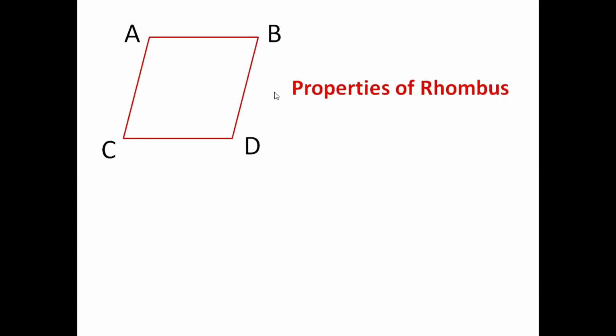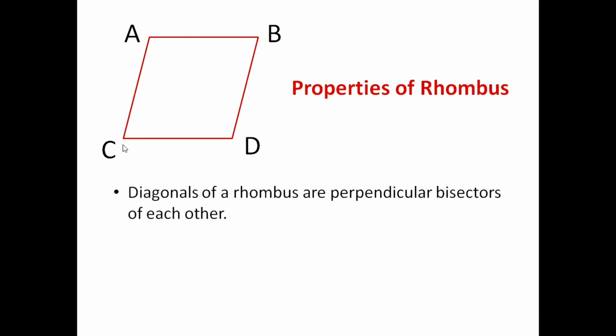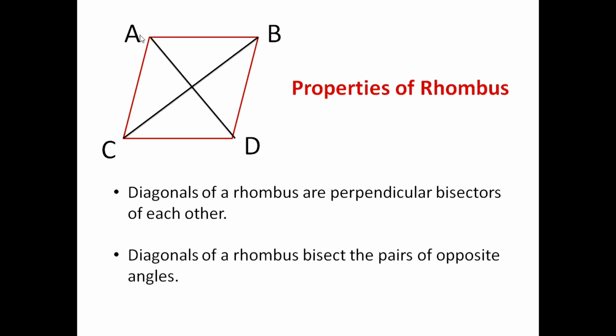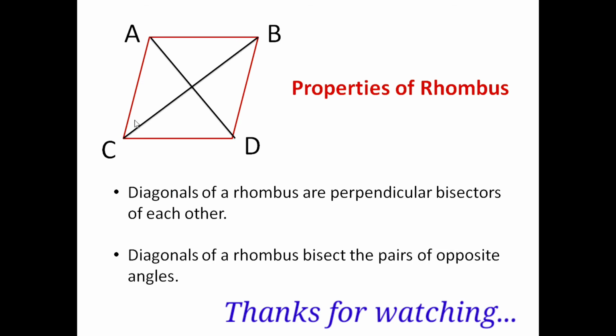Let us consider the next type of quadrilateral, that is the rhombus. Consider quadrilateral ABDC, which is a rhombus, and in that, diagonals of a rhombus are perpendicular bisectors of each other. That means if we draw diagonal AD and diagonal BC, they intersect at a point where a right angle is formed and they bisect each other. The second property is that diagonals of a rhombus bisect the pair of opposite angles. So angle A and angle D are opposite angles. Diagonal AD bisects these two angles. In the same way, diagonal BC bisects angle B and angle C.